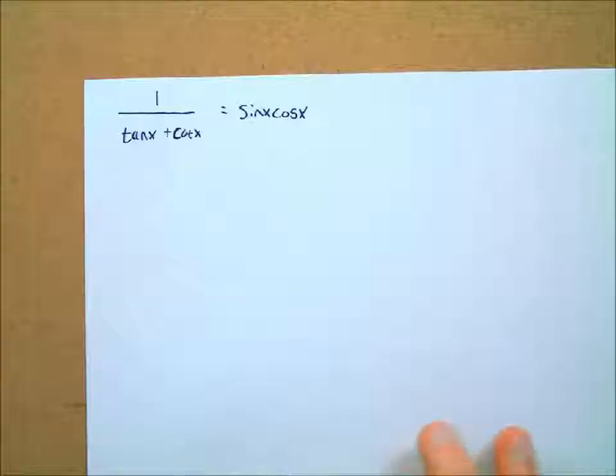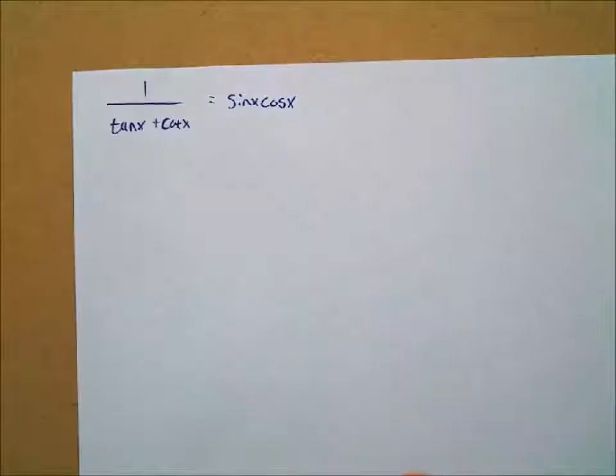Start with 1 over the sum of tangent x and cotangent x. And we're going to say that is going to equal sine of x times the cosine of x. Believe it or not. So, thoughts here. What should we do? So, okay, Ramike.